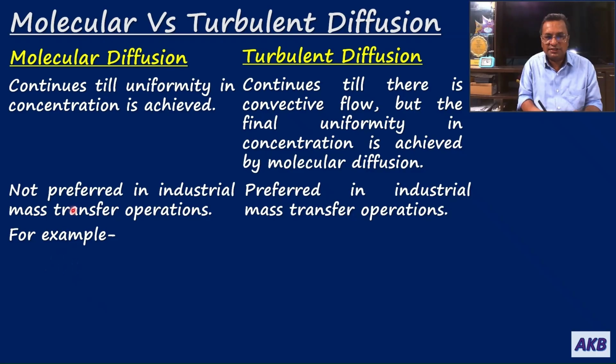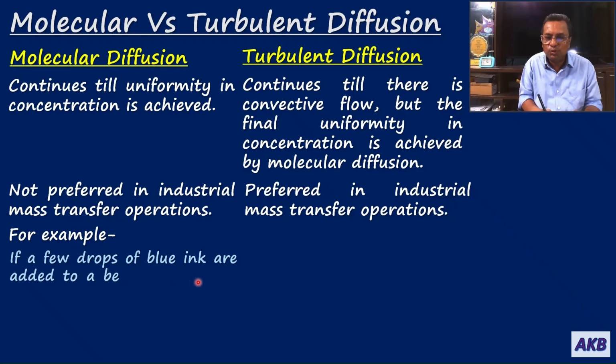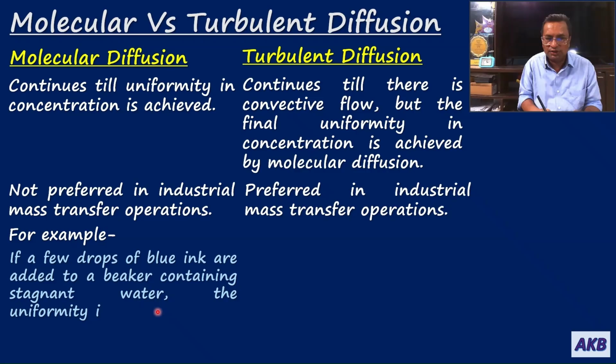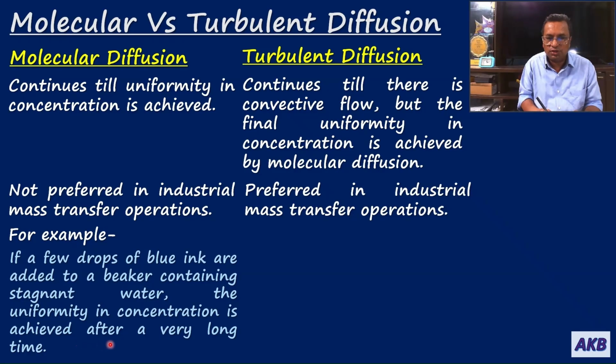For an example of molecular diffusion, if a few drops of blue ink are added to a beaker containing stagnant water, then uniformity in concentration or uniformity in color will be achieved after a very long time. It will take years to have uniform color throughout the beaker. So this is an example of molecular diffusion.